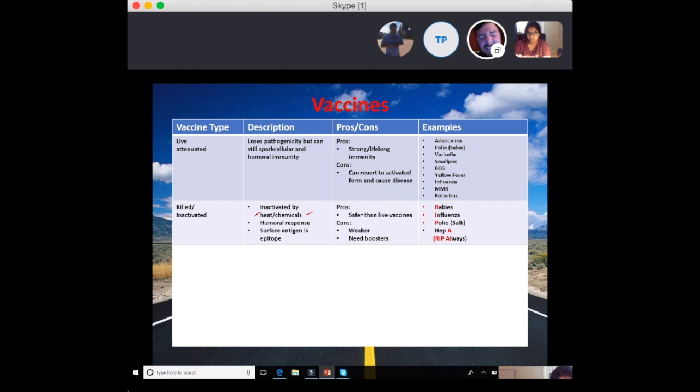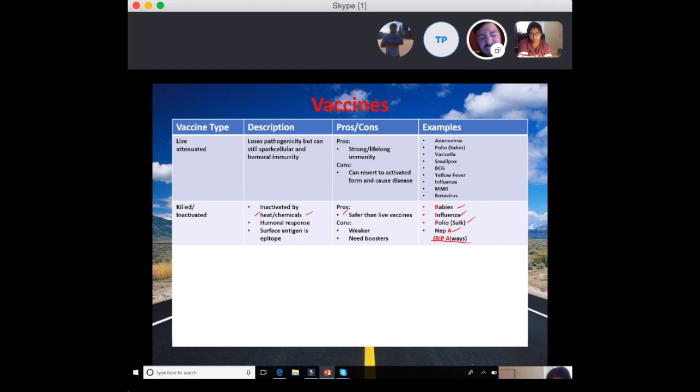So the pro is it's safer than a live vaccine because you don't have something that can revert to a pathogenic form. And the bad part about it is that it's weak and you'll need some boosters for it. And so the mnemonic that we use for the killed vaccines is RIP because they're killed, always. That's for rabies, influenza, the polio Salk vaccine, and Hep A.